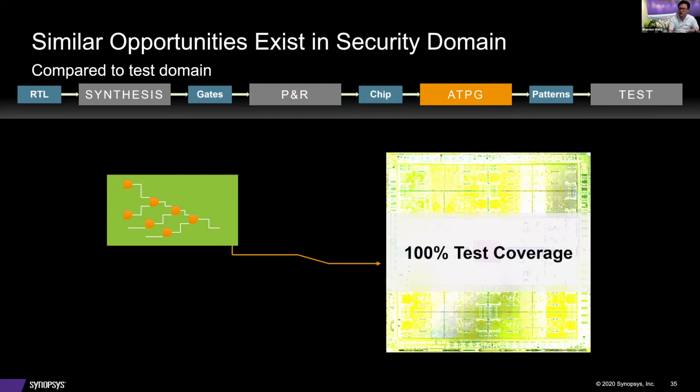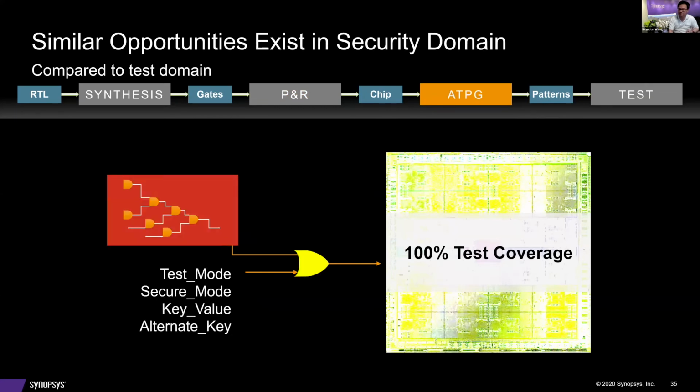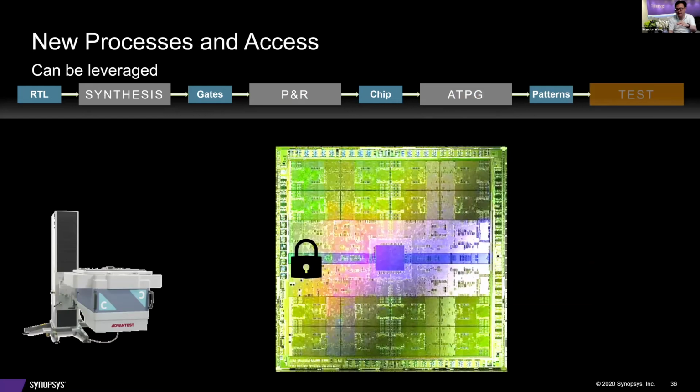And that includes also the design coverage. And finally, the test. The test you see here is that the silicon, when it connects to the tester, needs to be secured.